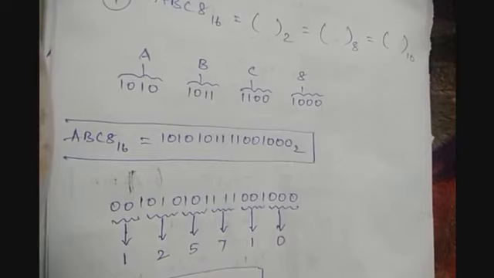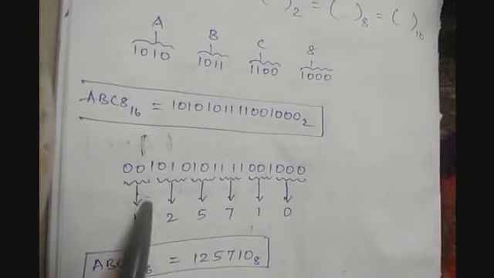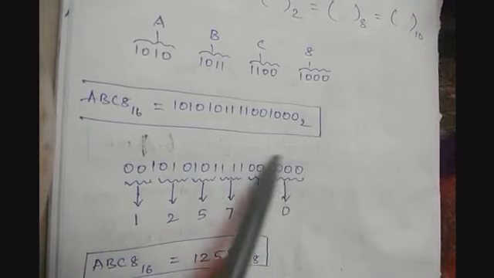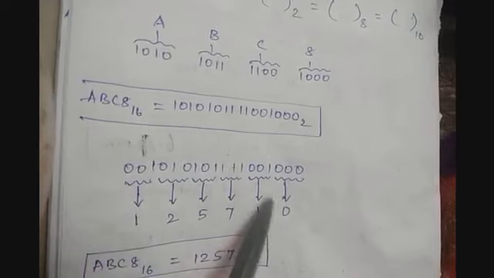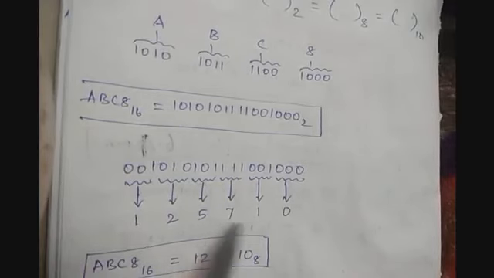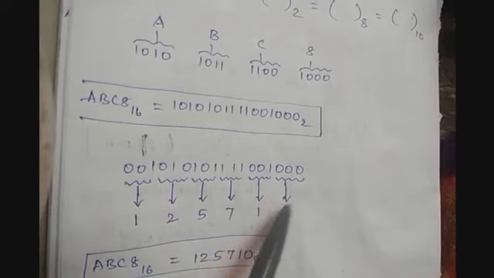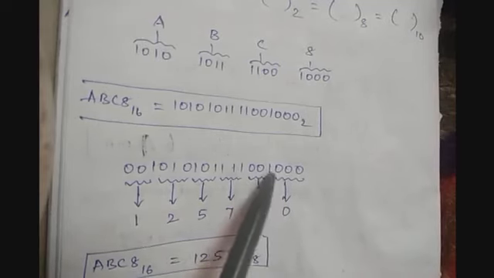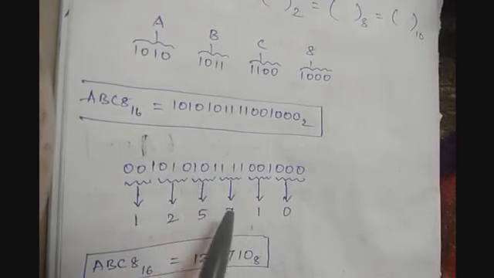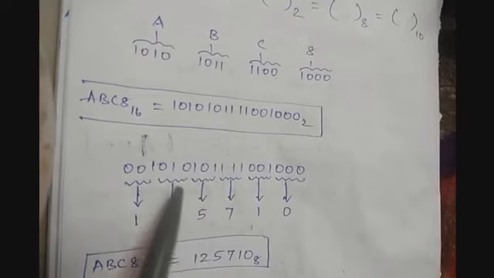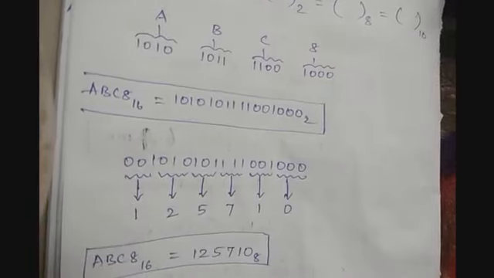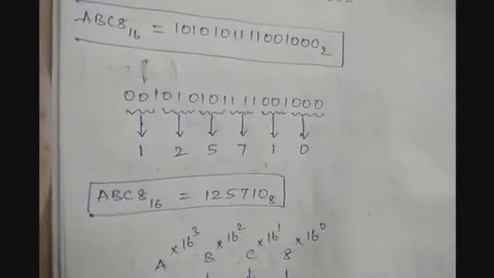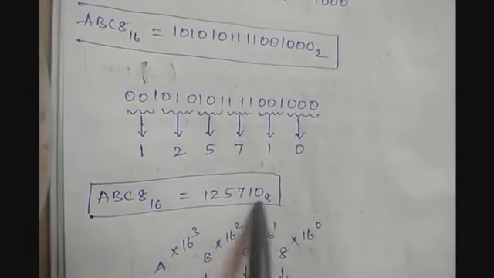Now the next one, octal number. From this binary value, we make 3 digits as one group and apply the 4 2 1 method. Then we will get octal equivalent digits. Octal equivalent of 000 is 0. Octal equivalent of 001 is 1. Octal equivalent of 111 is 7. Octal equivalent of 101 is 5. Octal equivalent of 010 is 2. Octal equivalent of 001 is 1. Then finally the octal equivalent is 125710.